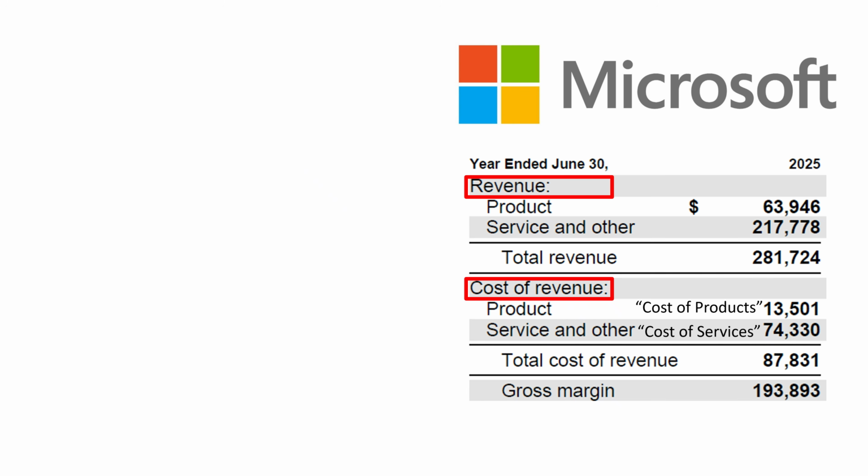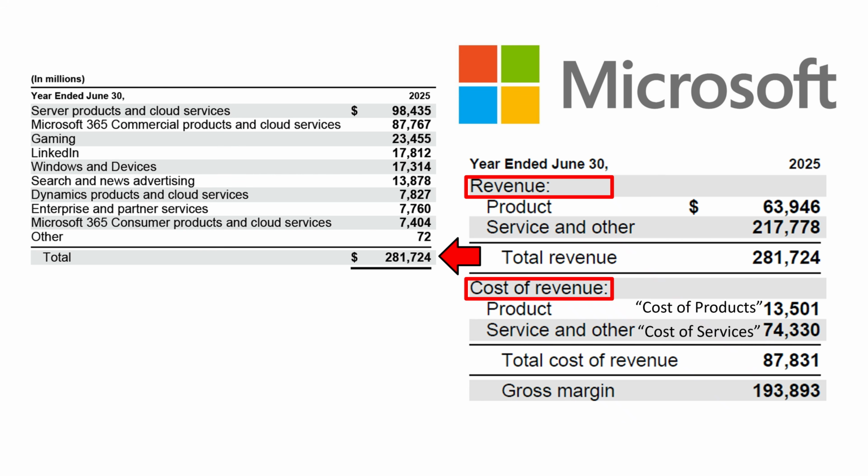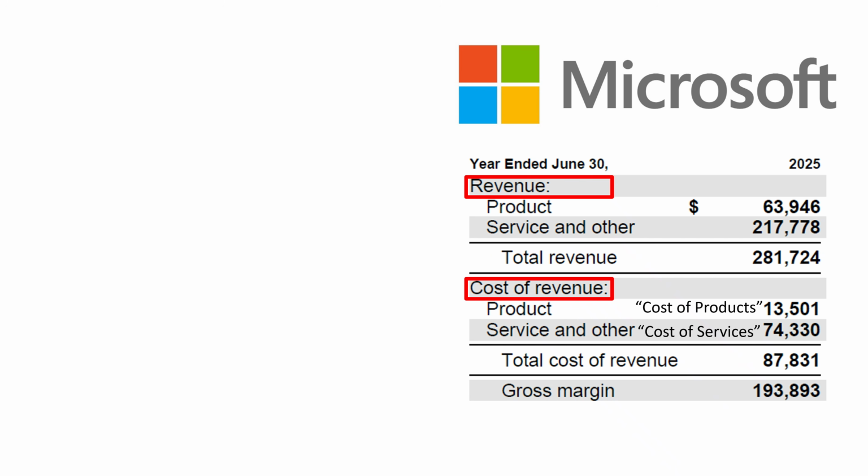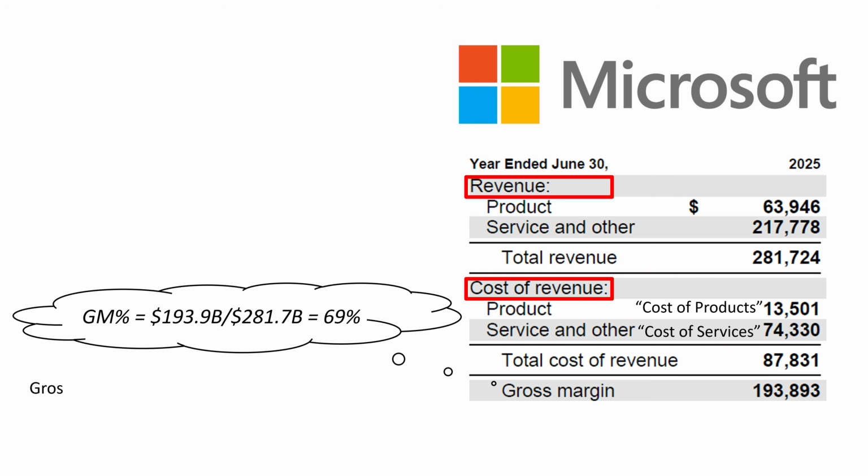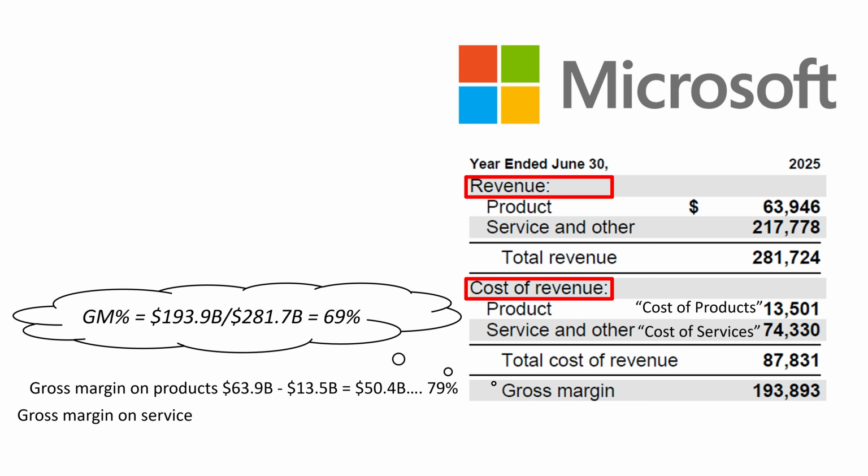In the case of Microsoft, the revenue split shows very few references to physical products. At Microsoft, the word product mostly refers to intangible software products. At Microsoft, the overall gross margin is 69%, much higher than that of Apple. And the difference between gross margin on products and gross margin on services is not that large, 79% versus 66%.